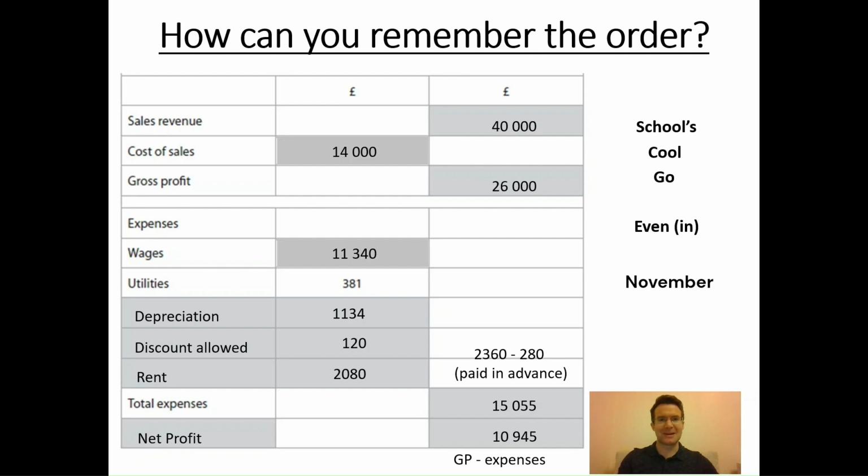I know it's a silly way of remembering it, but schools, so sales revenue, cool, cost of sales, go, gross profit, even, expenses, November, net profit. That's the way I remember it. Hopefully that's useful to you too.